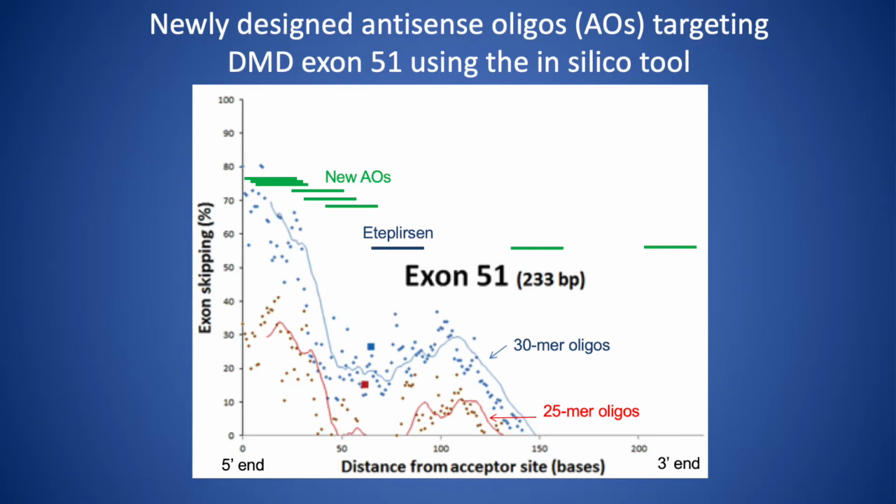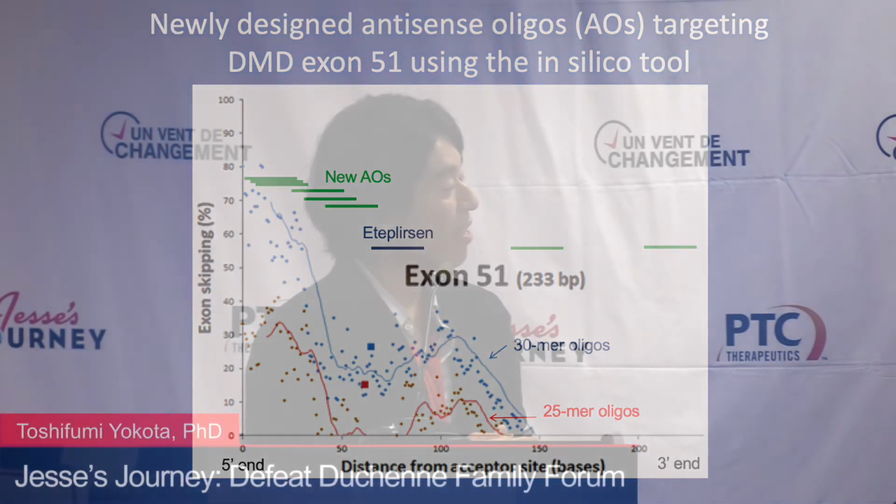Here, the computer program led to very interesting results, because it predicts very high efficacy at the 5' end of exon 51, and predicted very low efficacy in the middle of the exon. Eteplirsen is here. And so we tested antisense oligo sequences in exon 51. The result is quite striking.